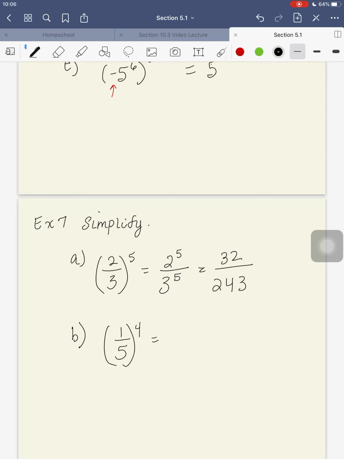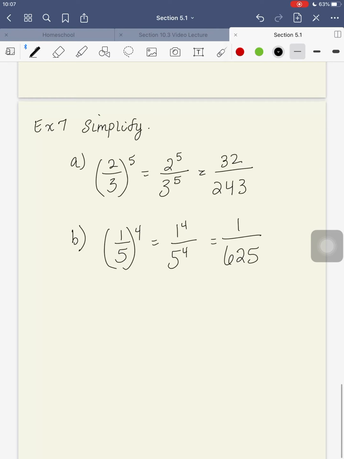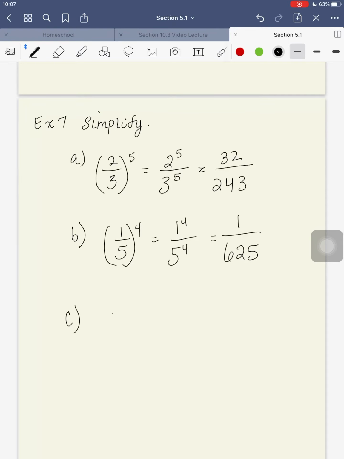All right, 1/5 to the 4th power means you'll do 1 to the 4th power over 5 to the 4th power. 1 times itself 4 times is 1. 5 times itself 4 times is 625. All right, m over n raised to the 4th power would be m to the 4th over n to the 4th.